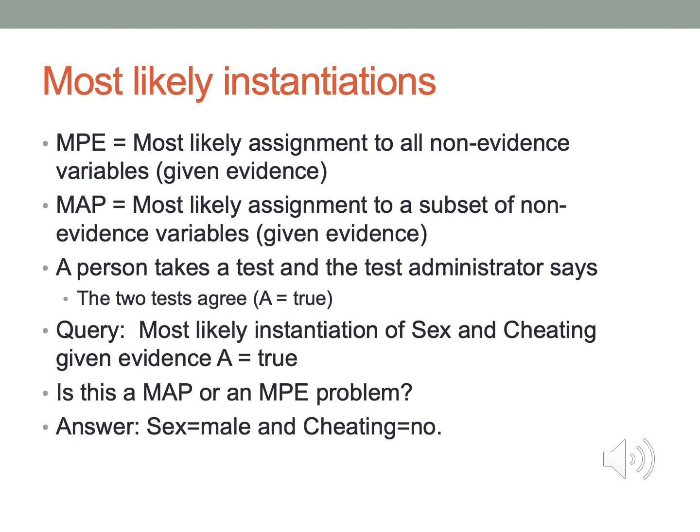Let us say that our query now is to find a most likely instantiation or a most likely assignment of sex and cheating given that A is equal to true. Can you tell me now whether this is an instance of the MAP problem or an MPE problem? I'll give you a minute to think about it.